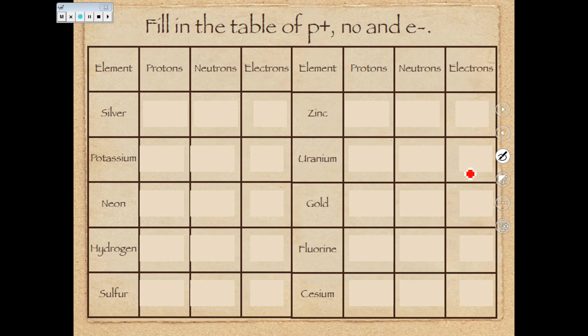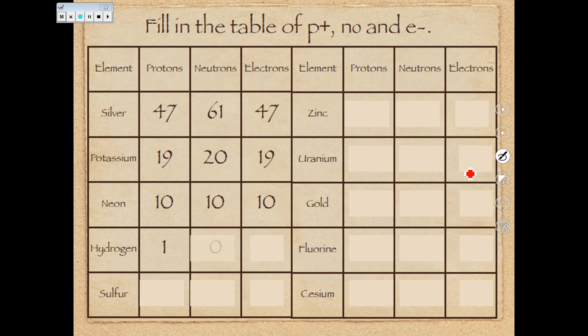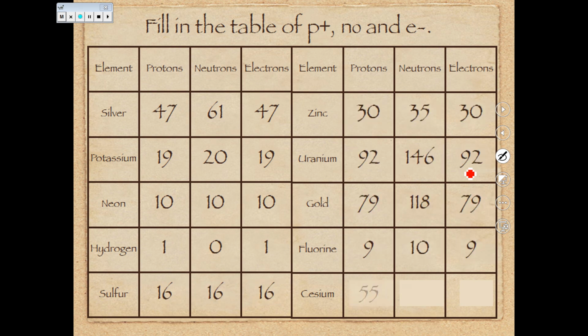Fill in the table of protons, neutrons, and electrons. We will go through this in class. So you can pause and give yourself a couple minutes to go ahead and fill that in if you would like to do it now. And then I will just go through them here. You can pause the video to check your answers. I will go through one of them with you.